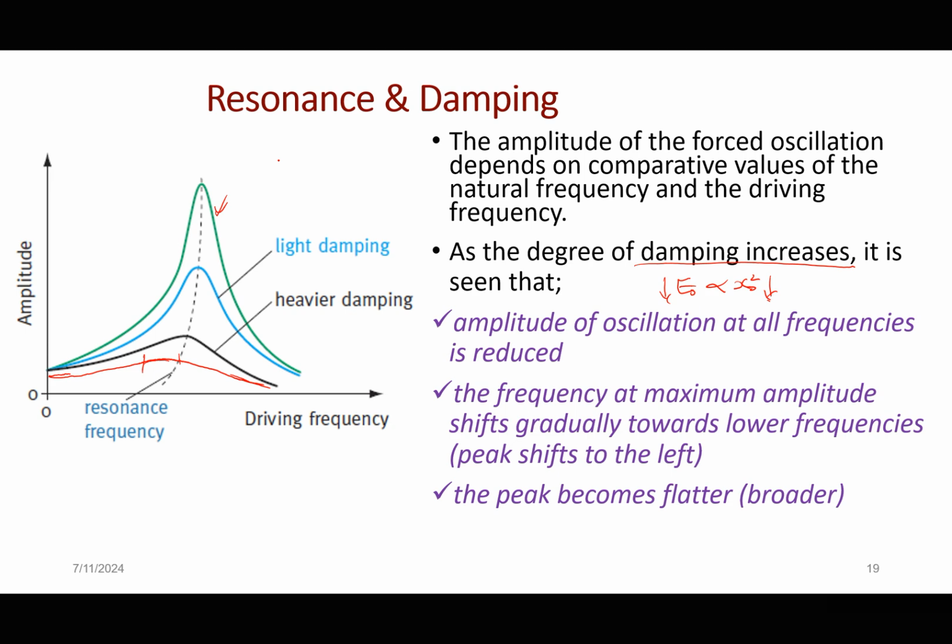First of all, if damping is increased, the amplitude of oscillation decreases. The frequency at maximum amplitude shifts to the left-hand side. In other words, it shifts to lower values, or the peak shifts to the left. And of course, the peaks become flatter, or broader. In other words, there will be a wider range of frequencies for which the amplitude is almost maximum. That's what we call damping and resonance.